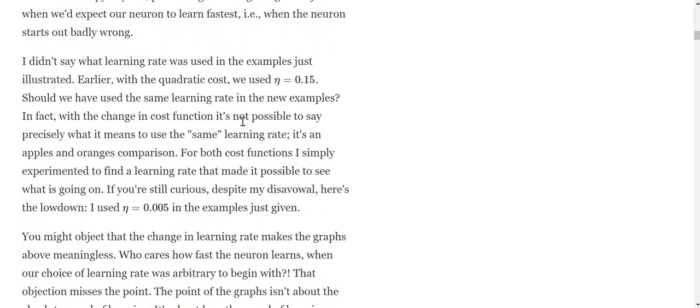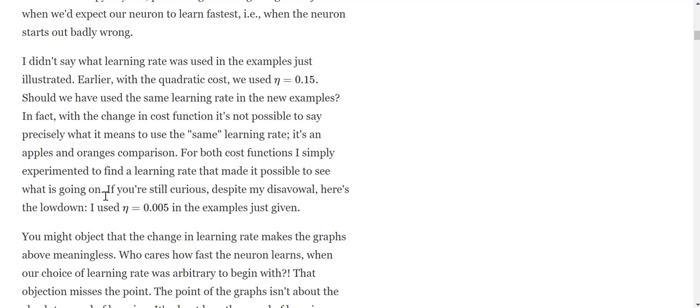I didn't say what learning rate was used in the example just illustrated. Earlier with the quadratic cost we used eta 0.15. Should we have the same learning rate in the new examples? In fact, with the change in cost function, it's not possible to say precisely what it means to use the same learning rate, because learning rates accompany the cost function, right? It's an apples and oranges comparison. For both cost functions, I simply experimented to find a learning rate that makes it possible to see what is going on. So if you're still curious despite my disavowal, here's the lowdown.